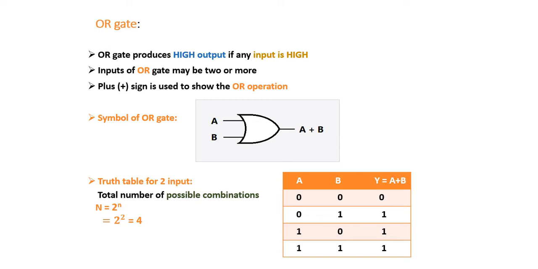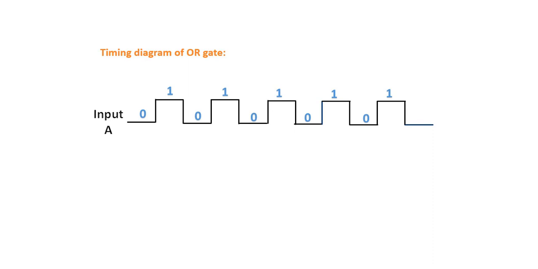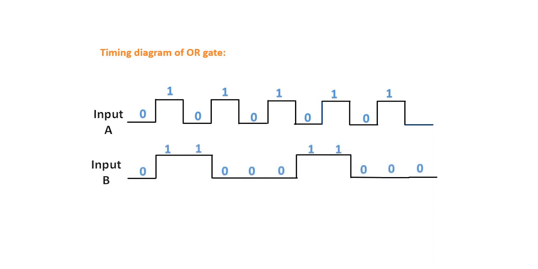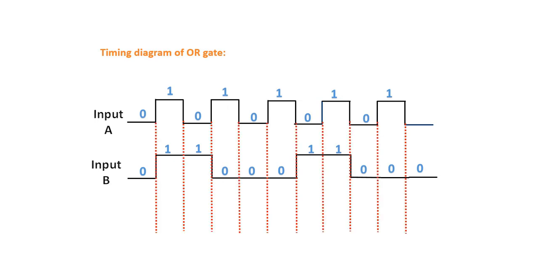Let's come to the timing diagram of the OR gate. We know that a timing diagram represents the graphical form of input and output. In this video we are discussing the two input OR gate, so let's consider two input waveforms. Let my input waveforms be input A and input B. Here I have written the numbers 0 and 1, which represent low and high, and as you can see in input A and input B, they are changing their values at certain points. This red dotted line represents the points where input A and input B are changing their values.